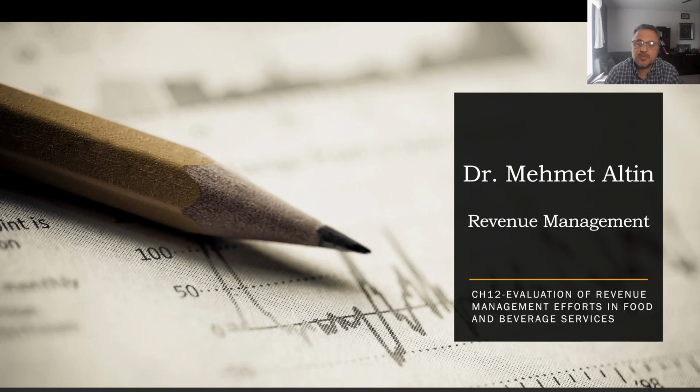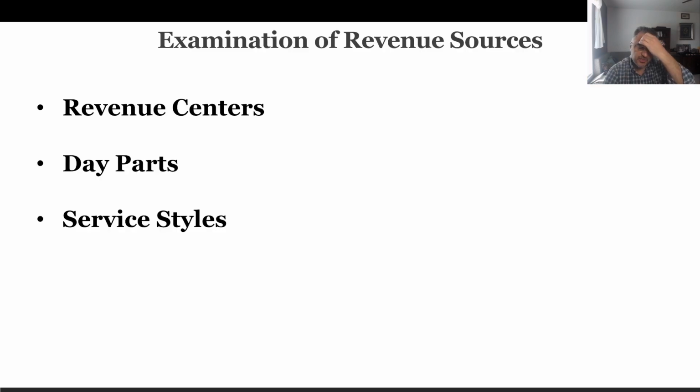In this chapter, focusing on, of course, the food and beverage industry, we will examine the ways in which revenue managers analyze their sources of income by revenue centers, day part, and service styles. Also, methods revenue managers use to accurately measure and assess revenue increases and decreases. And also an examination of three alternative methods revenue managers use to measure their revenue generation efficiency.